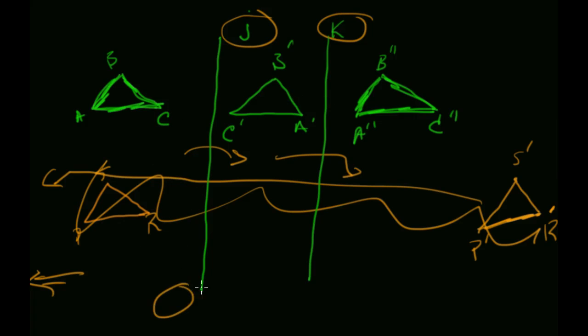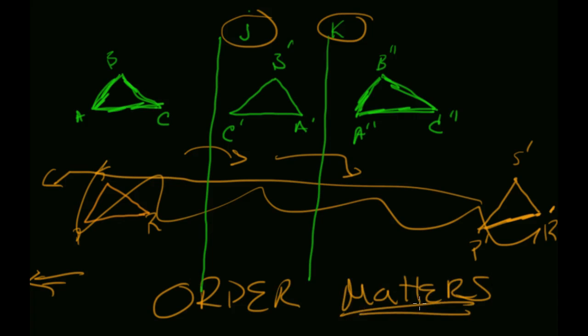So order matters. This is really important. The order in which you do a composition matters. You can't reflect over J and reflect over K and hope it to be the same as reflecting over K then J. It won't work. I think we've driven that point home.